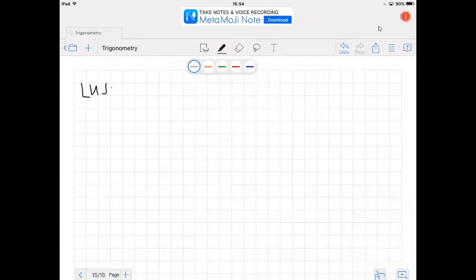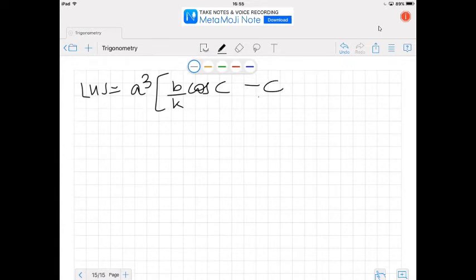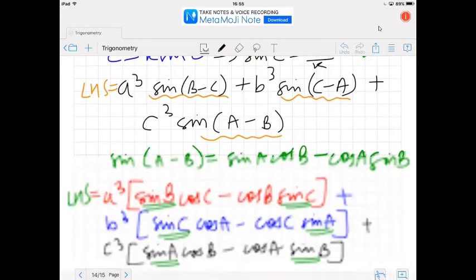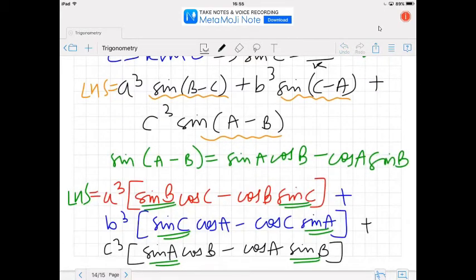So my LHS is equal to now a cube multiplied by b upon k into cos c. यहाँ पे sin b था हमारे पास, we had sin b cos c, so sin b का जगह पे small b upon k लिखा है, minus c upon k into cos b. So यहाँ पे हमारे पास टर्म्स क्या थे? We had sin b cos c minus cos b sin c. So मैंने sin b को small b upon k लिखा है and sin c को small c divided by k डाला है. Okay, so this is what we've got.